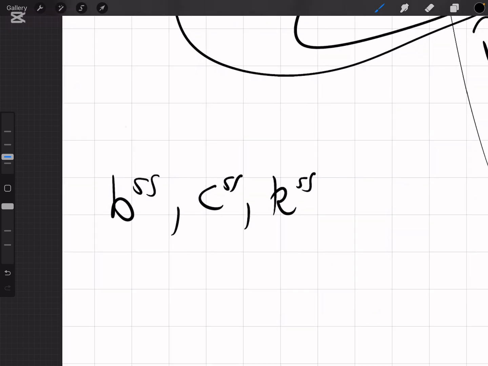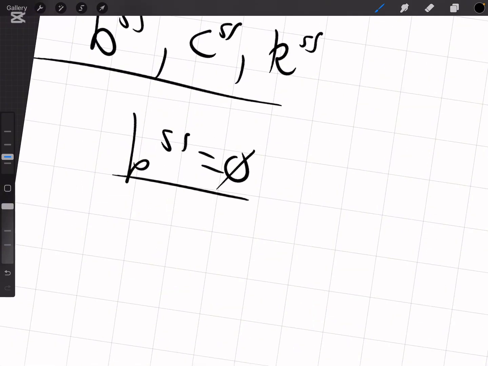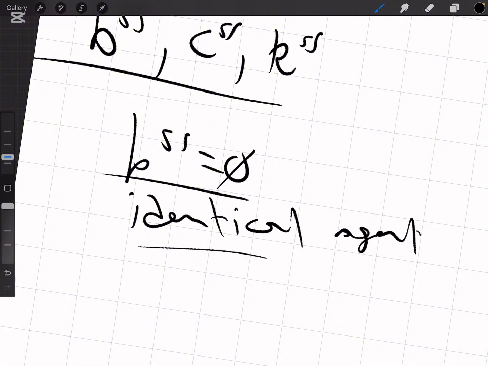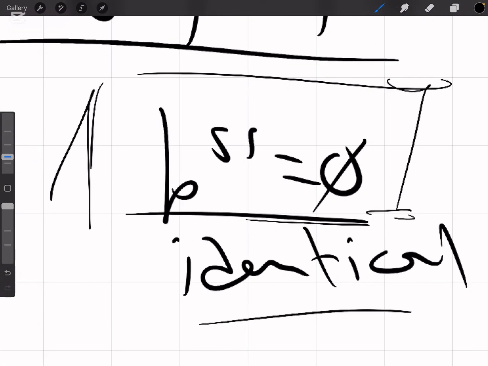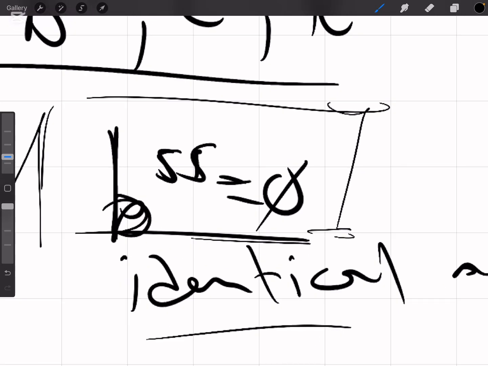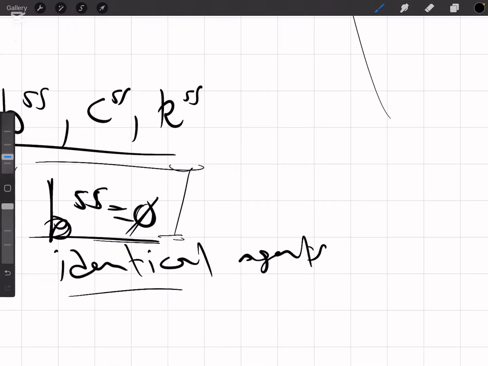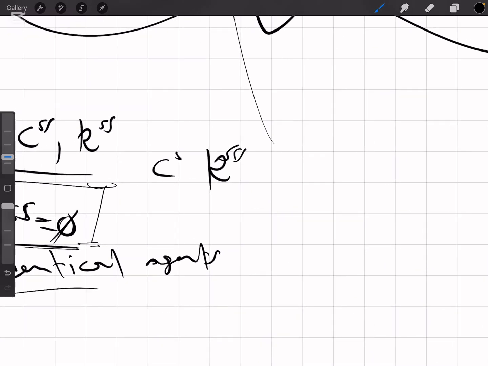But, all right. So, BSS is equal to 0. This is because we have identical agents. I spelled that wrong somehow. I just know it. Identical agents. So, your bonds, I guess, maybe. I think this is the utility you get from bonds. This goes to 0 because they're trading perfectly efficiently and it falls to 0. So then all we need to do is CSS and KSS. So let's do that now.